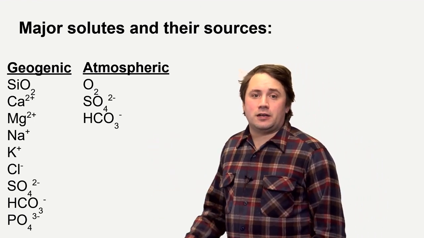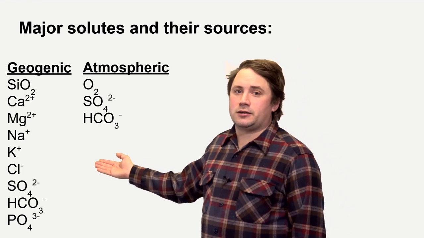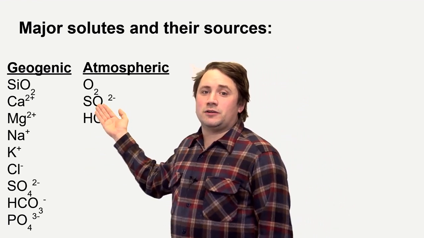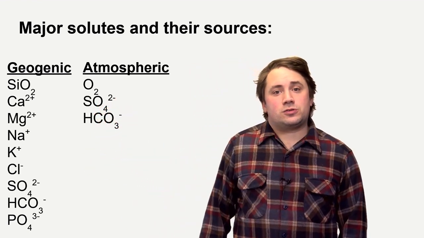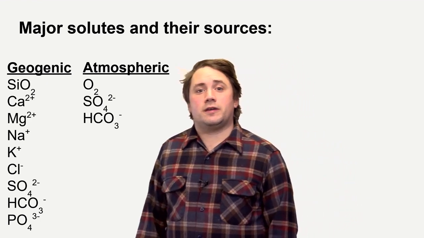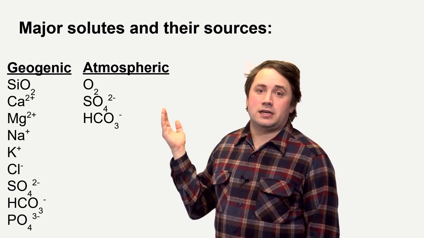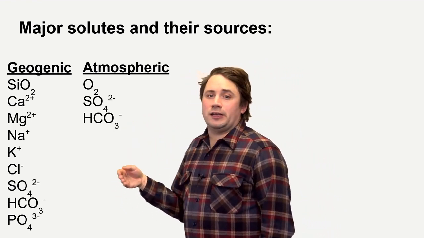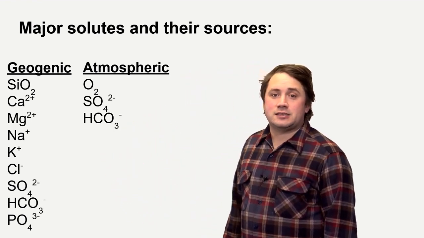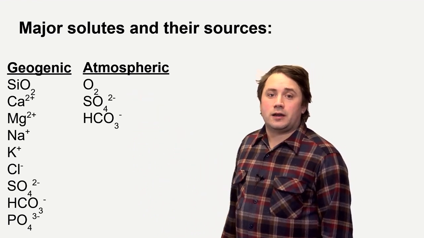Secondly, I put sulfate on here. You'll note that sulfate is also on the geogenic list, but it is also atmospherically derived. The major natural source of atmospheric sulfate is volcanic eruptions, which release sulfur dioxide into the atmosphere, and that rains down on the landscape as sulfuric acid, which contains the sulfate ion.